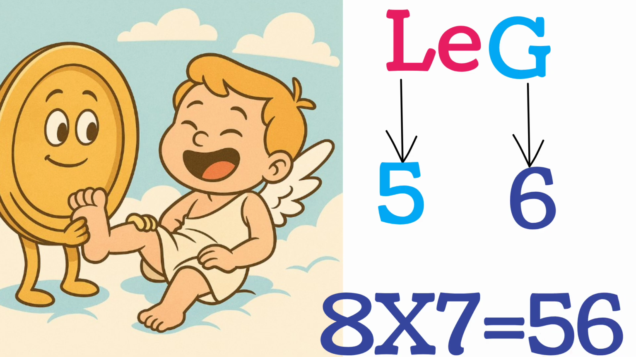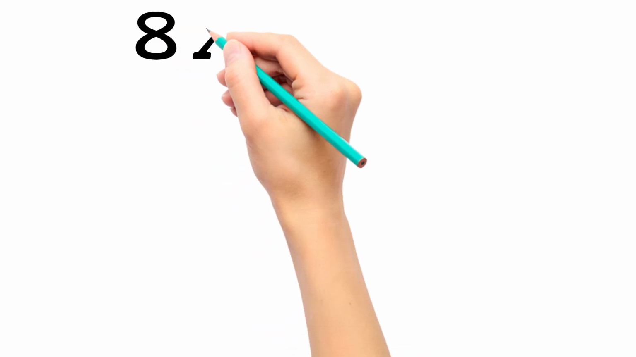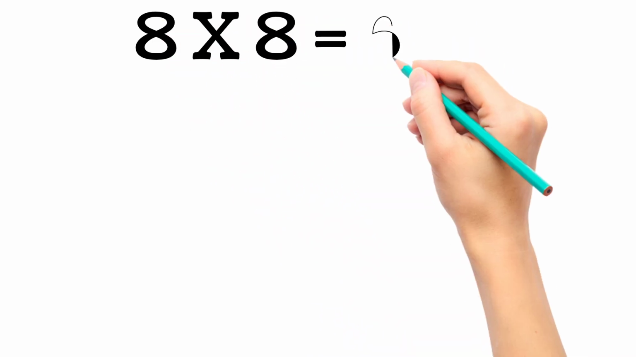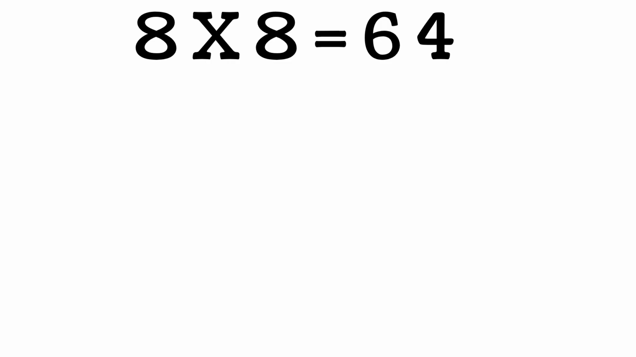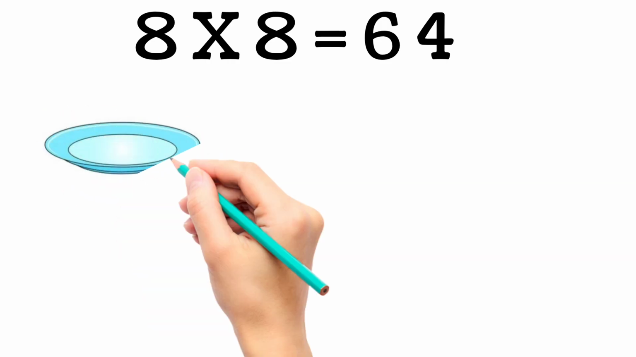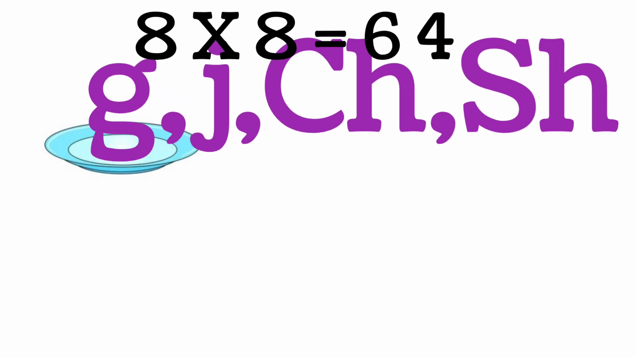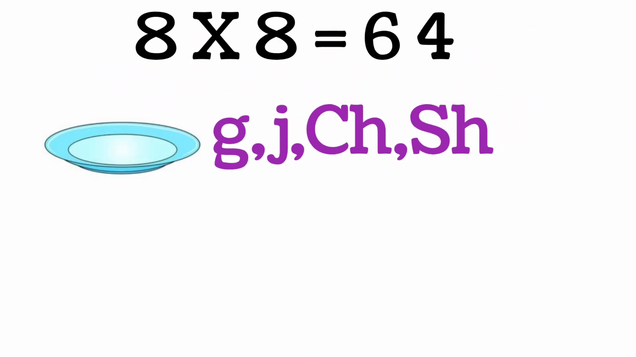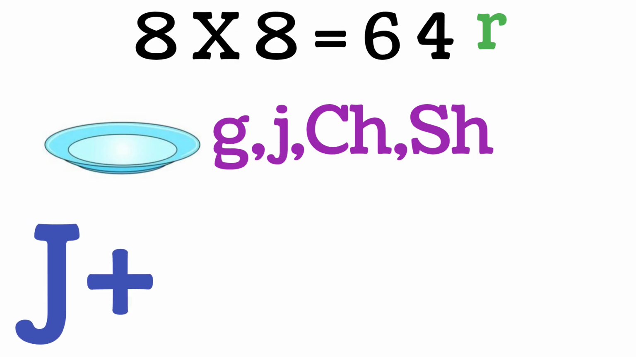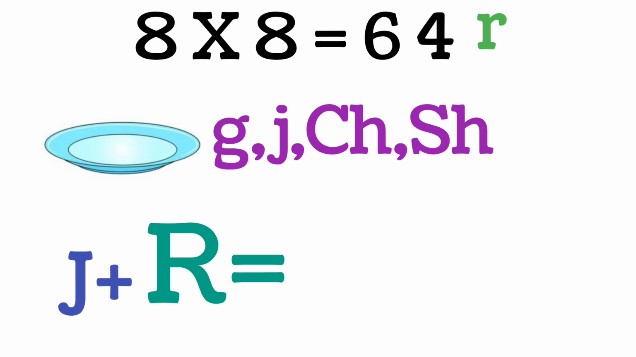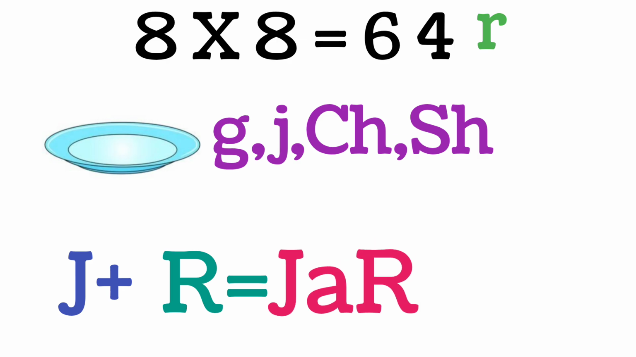Yay! Now let's find out 8 eights are what? 8's rhyme is plate. And the second 8's rhyme is plate again. Yes, both are plates. Do you remember our number codes? The code for 6 was J, Ch, Sh or G. And the code for 4 was R. So, we take J from 6 and R from 4 and join them together to make the word jar.